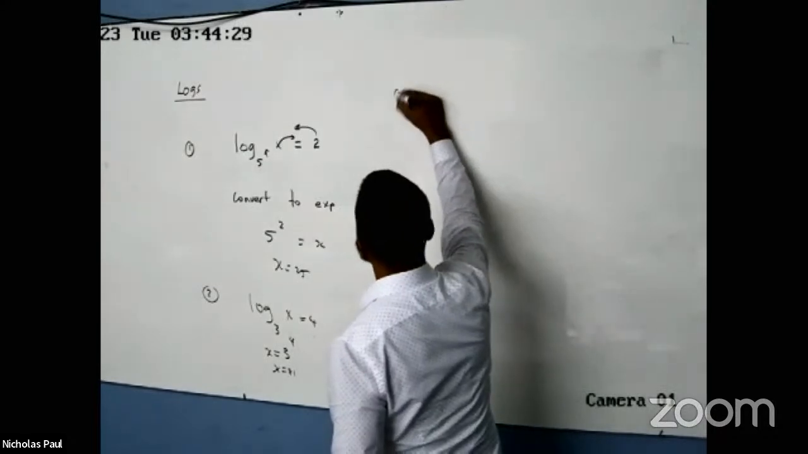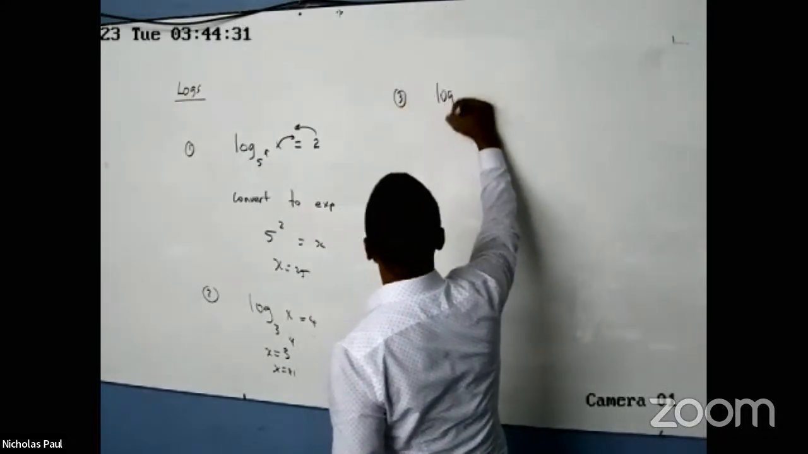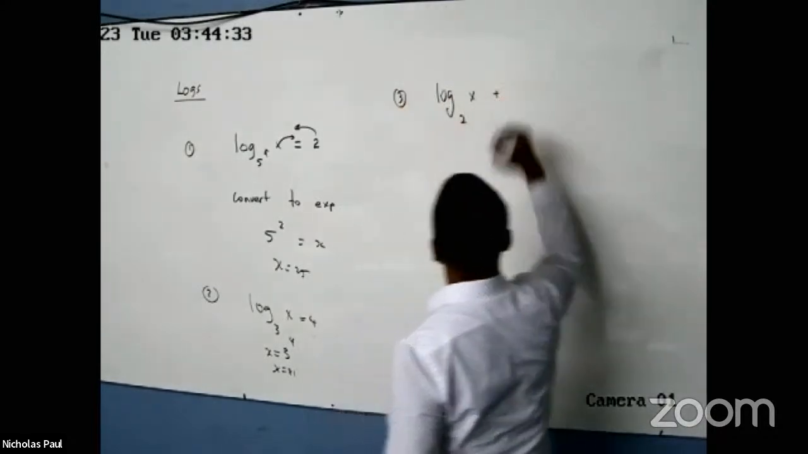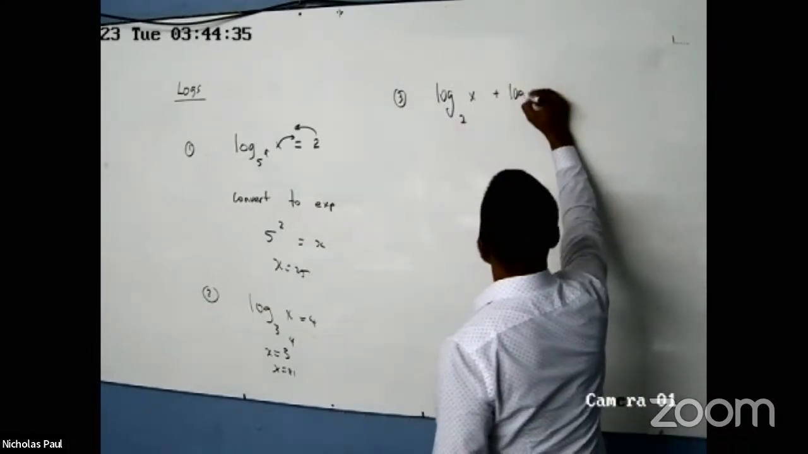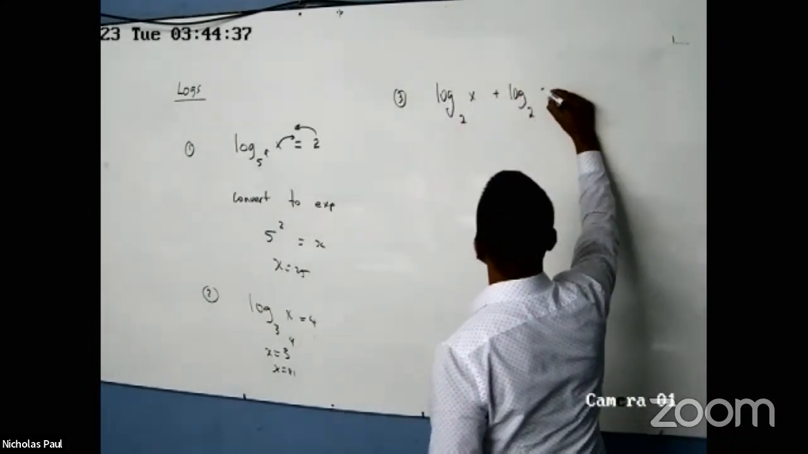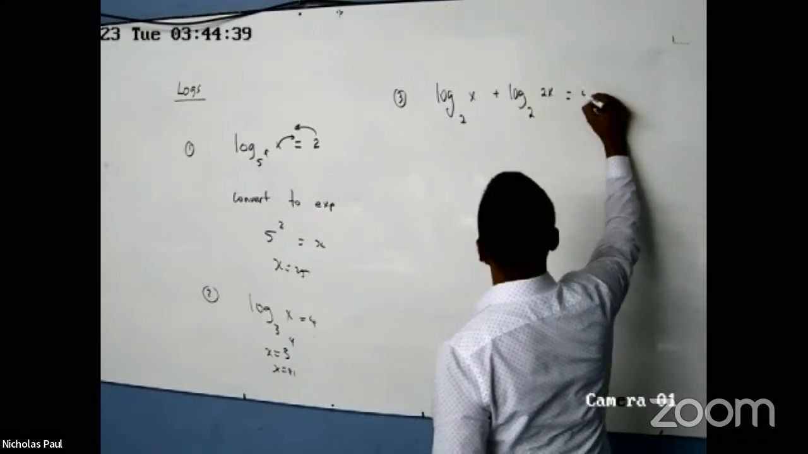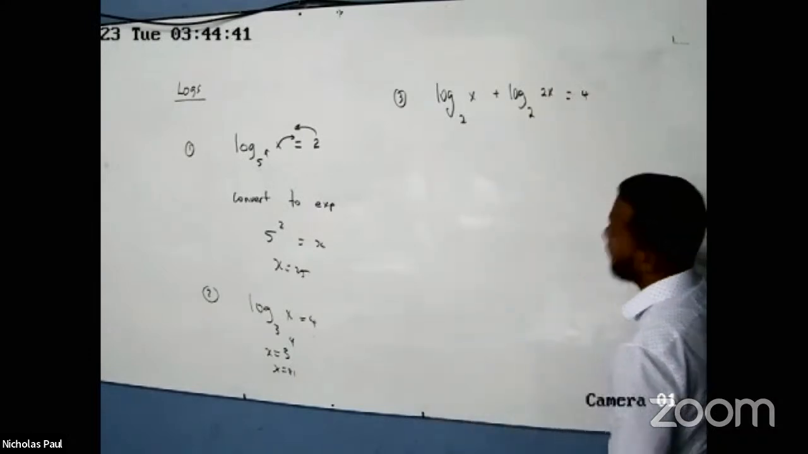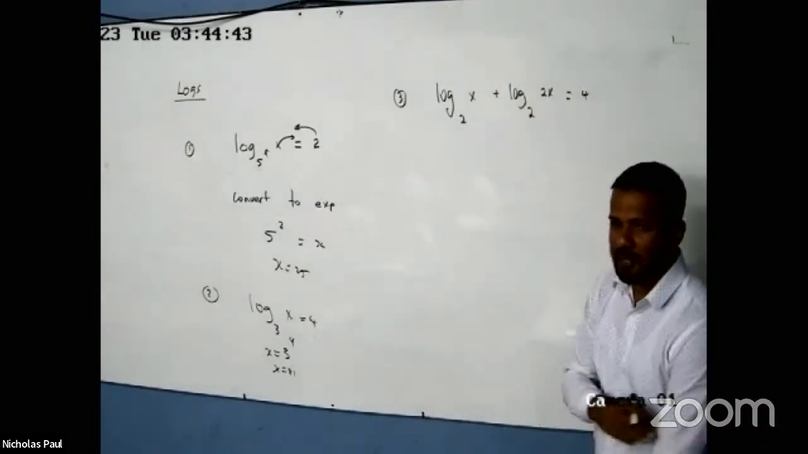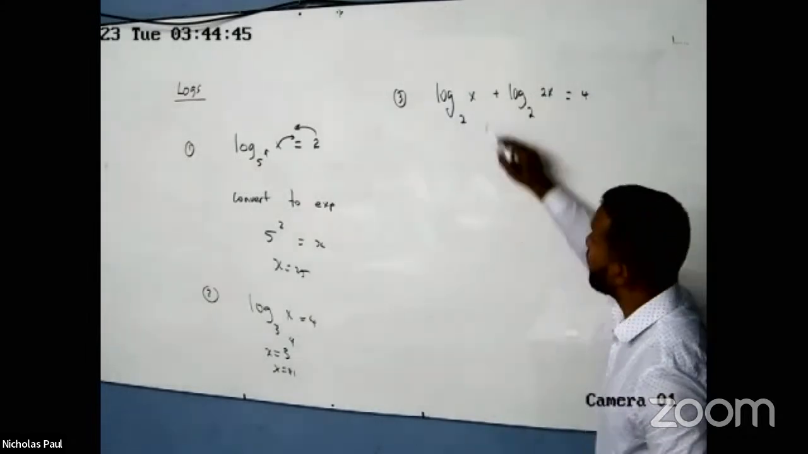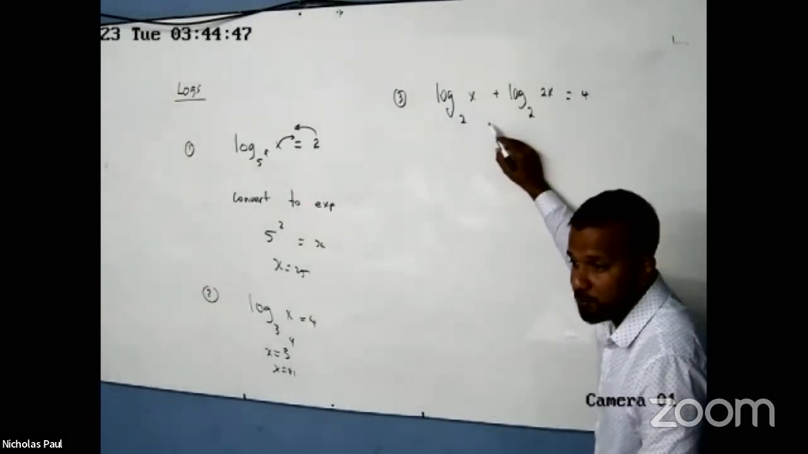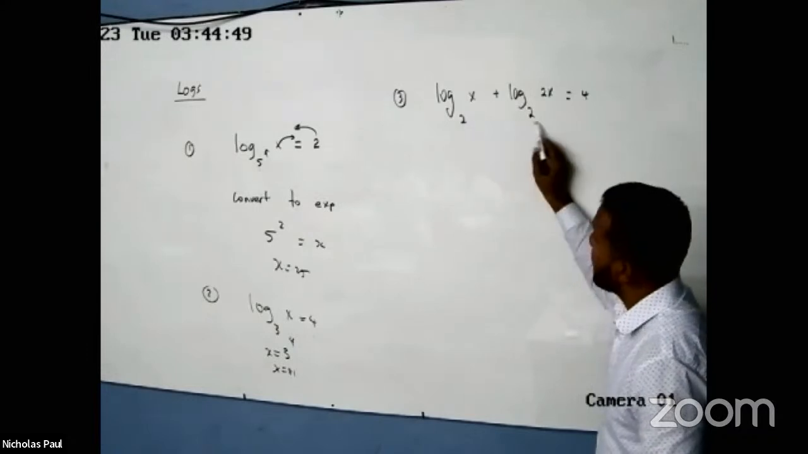Number 3. Suppose I gave it something like that: log to the base 2 of x plus log to the base 2 of 2x is equal to 4. Will that work out? How are we going to do something like this? So you have to go back to your log rules. Same base, addition sign.